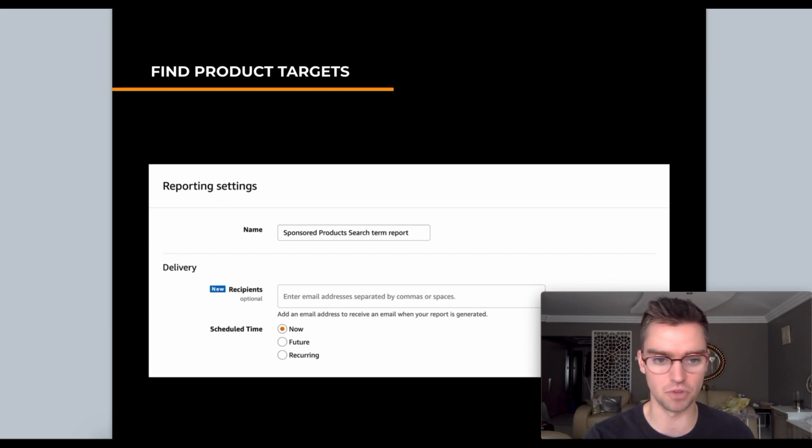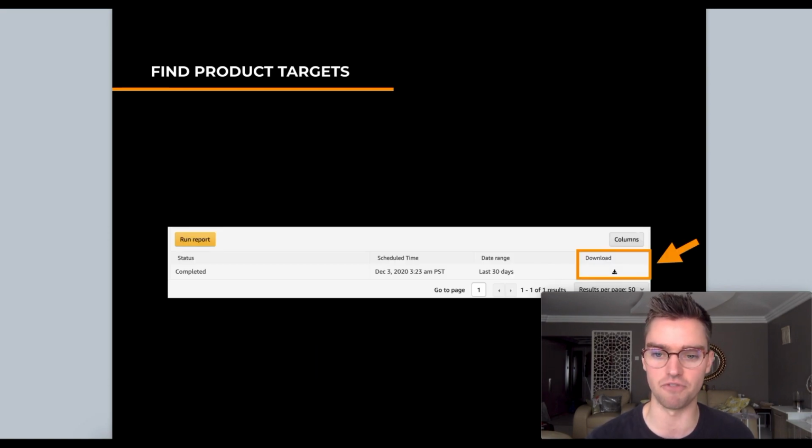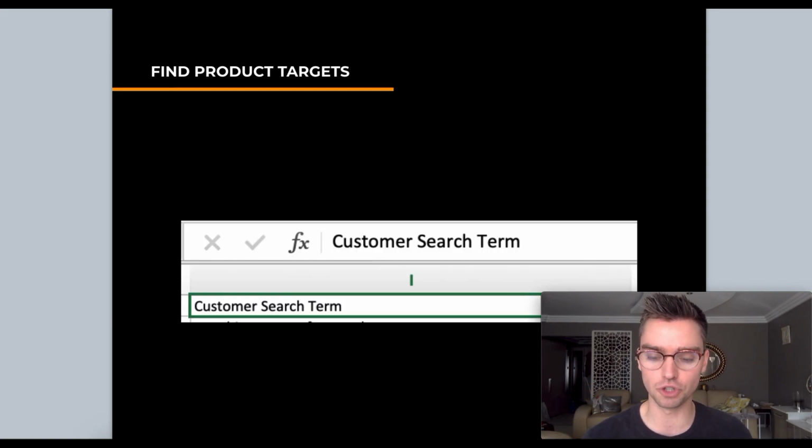Next, again, you can name it whatever you want. For schedule time, go ahead and hit now, because we want the report now. Once you do that, click on Run Report. It usually takes just a few seconds, less than a minute, to generate. Once it generates, you'll see an icon to download in the far right corner. Go ahead and click Download. Then you'll download a CSV or an Excel file with all of your search term data.